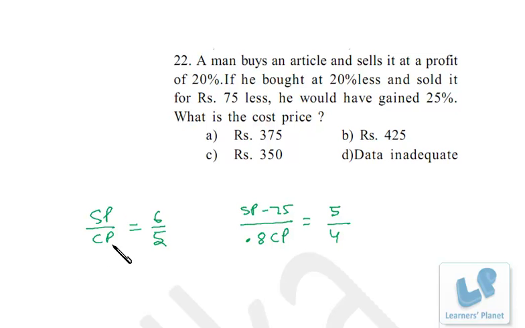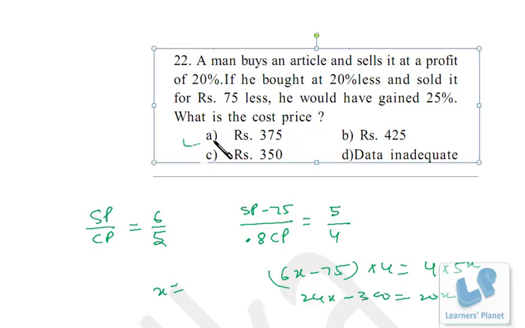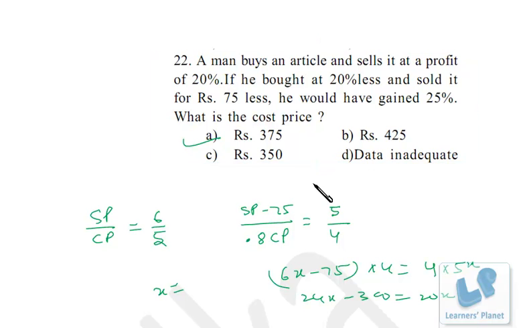Now we have to find out the cost price. Now what I do, we know SP-CP ratio. I put SP as 6x and CP as 5x. So it is 6x minus 75 into 4 is equal to 5 into 0.8, that means 4, and CP is actually 5x, right? So 24x minus 300 is equal to 20x, right? So 4x is 300, that means x is what? 75. But what we want? 5x, because CP is 5x. So 5 into 75 will be our answer. So that's 375. Okay. So that's the cost price of this article. I hope you are getting it.